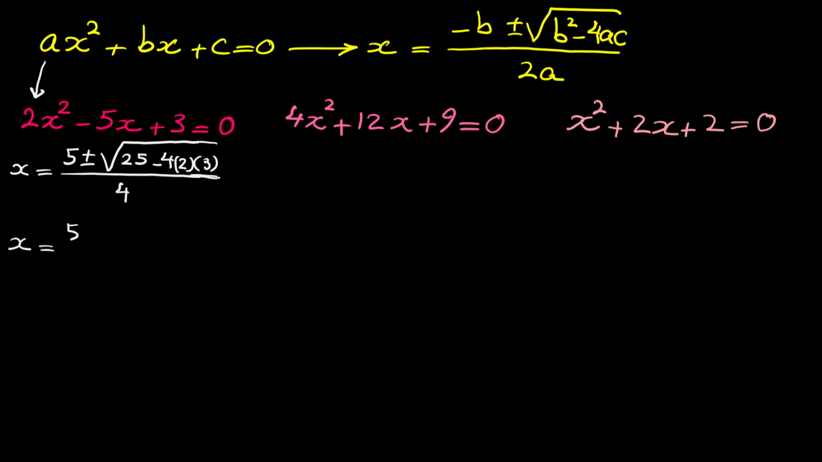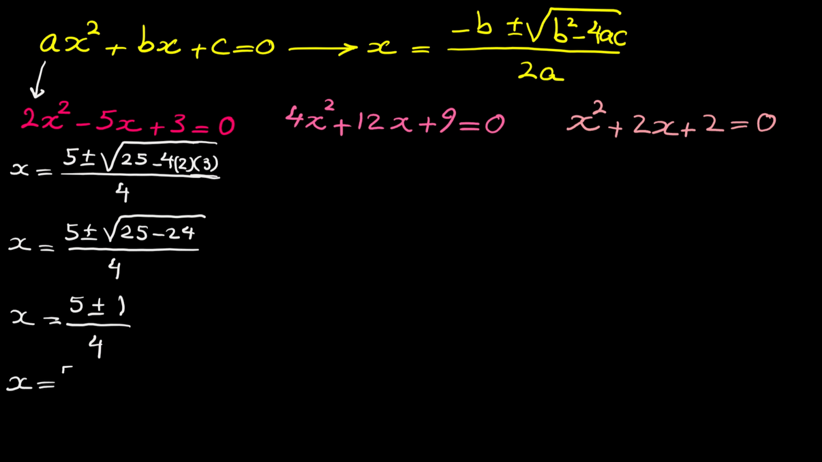Let's simplify inside the radical. X is equal to 5 plus or minus the radical of 25 minus 4 times 2, which is 8, and 8 times 3 is 24. So we have 25 minus 24, all over 4. And from this, x is 5 plus or minus the square root of 25 minus 24, which is 1. The square root of 1 is 1. So we have 5 plus or minus 1, all over 4.